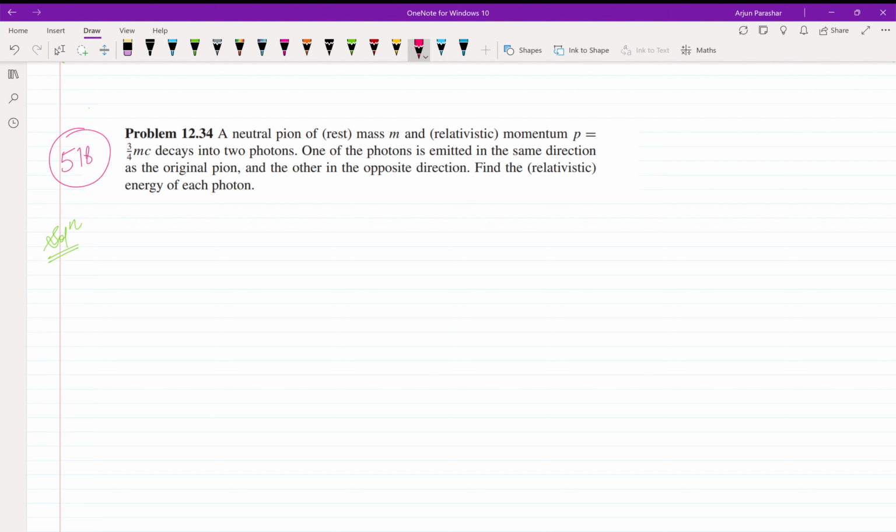two photons. As you know, photons are massless particles and their rest mass is 0. I hope you know that. One of the photons is emitted in the same direction as the pion. All right, so this is the pion and two photons, one in the same direction and the other in the opposite direction. This is photon 1, this is photon number 2. All right, find the energy of each photon.